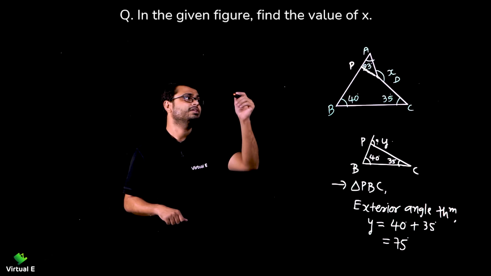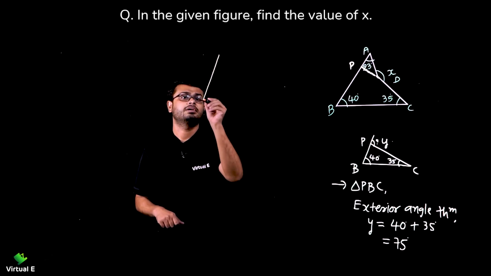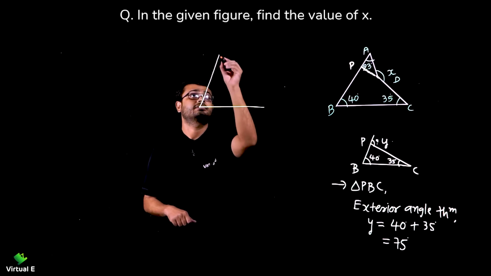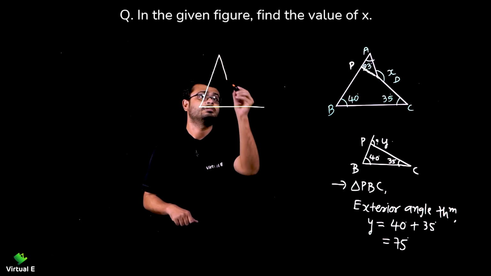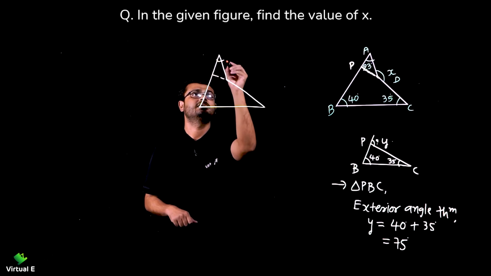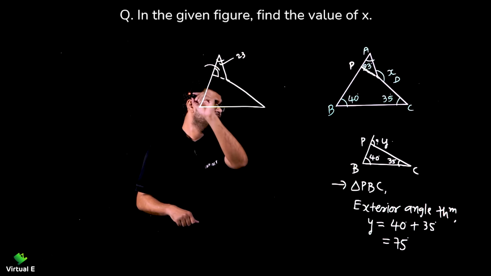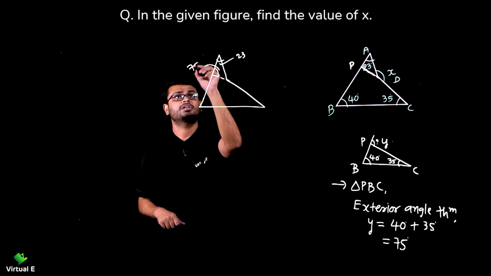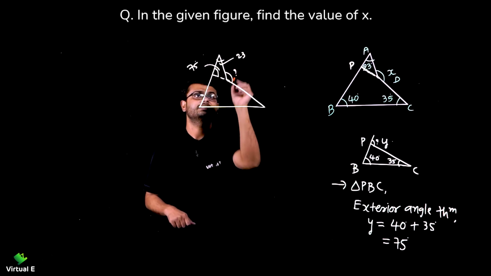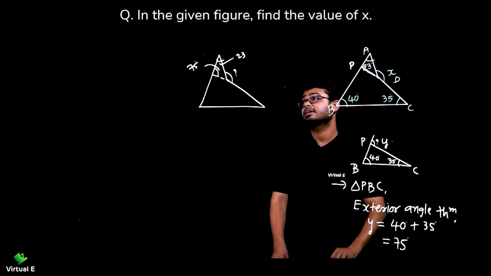So we don't have the place over there to write. So let's draw the figure here and write it. And finally here, this angle is 23. This angle is, we have 75. Can we get this angle? Again, I am going to use exterior angle theorem.